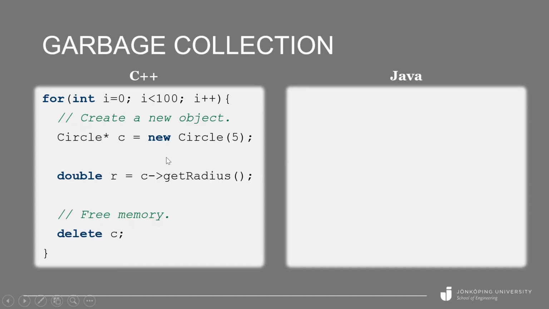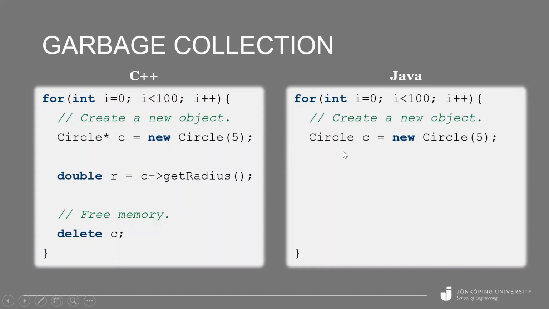In Java, the code we have here to the left would be implemented like this. So here we have a for loop that iterates 100 times in Java. This is identical to how we did it in C++, so the syntax is very similar and familiar. To create a new circle object, we use the new operator here, just as over here. Here we would get back a pointer to the new circle object. Here we instead have a reference to the circle object. In Java we don't have pointers in the same way as we do in C++.